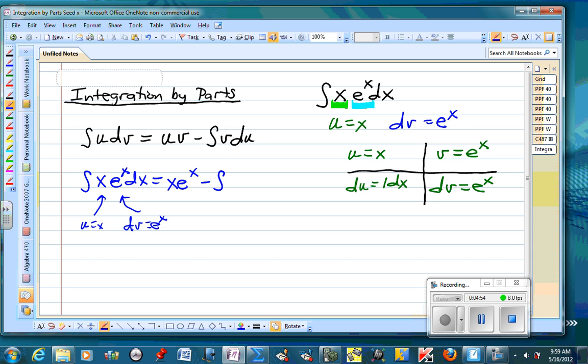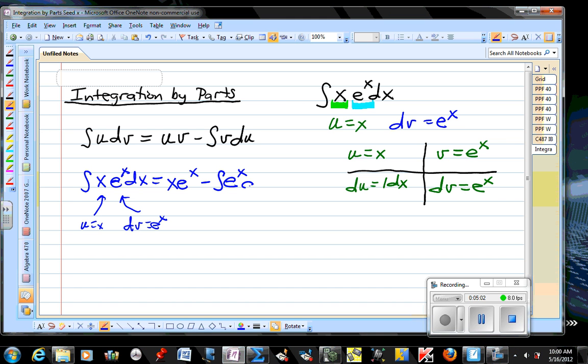So let's see here, the integral of v, which is e to the x, du. du is 1 times dx. Okay, now the goal is right here to have a simpler looking integral. If this is something we can integrate, then we're in business. If this is something that we can't integrate, well, then maybe we should start over, try assigning a different value to u and a different value to dv.